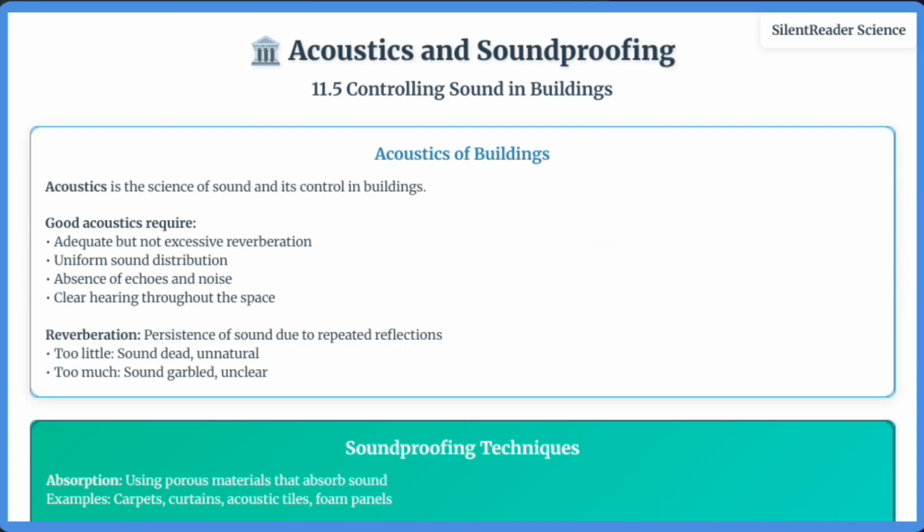As we conclude this chapter, let's review the key concepts. Sound is produced by vibrating objects and requires a medium to travel. It propagates as longitudinal waves with compressions and rarefactions. The characteristics of sound, frequency, amplitude, and waveform, determine how we perceive pitch, loudness, and quality.